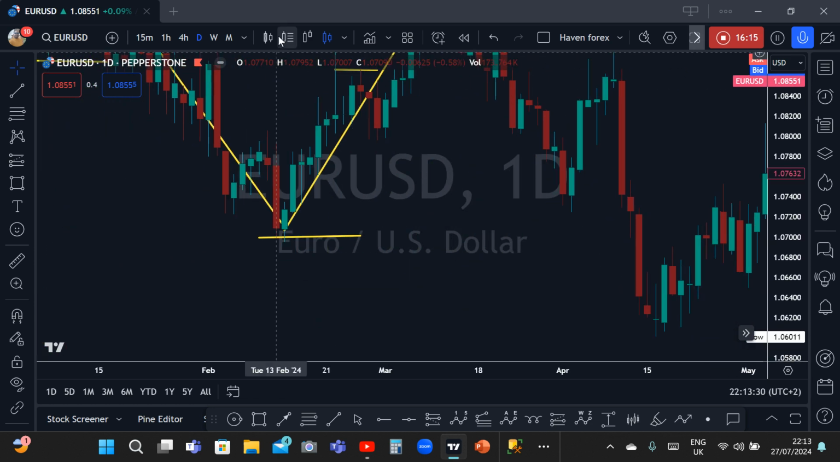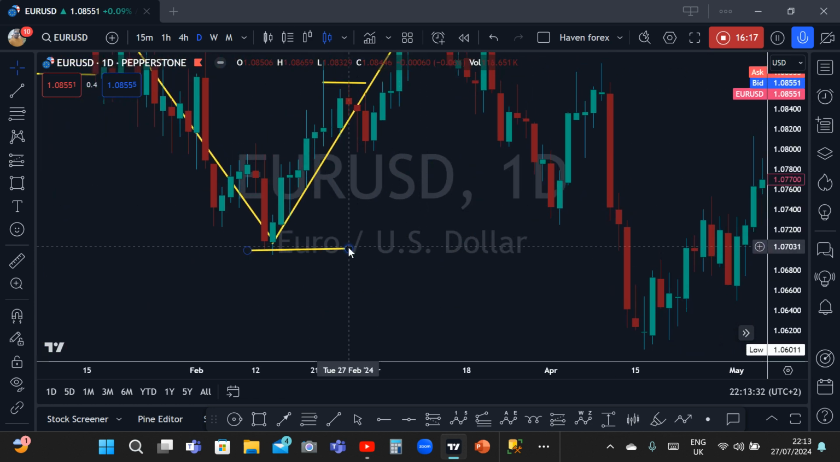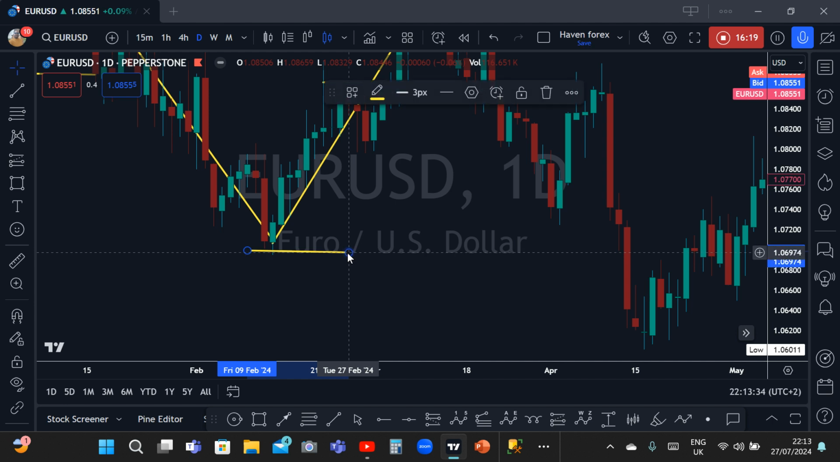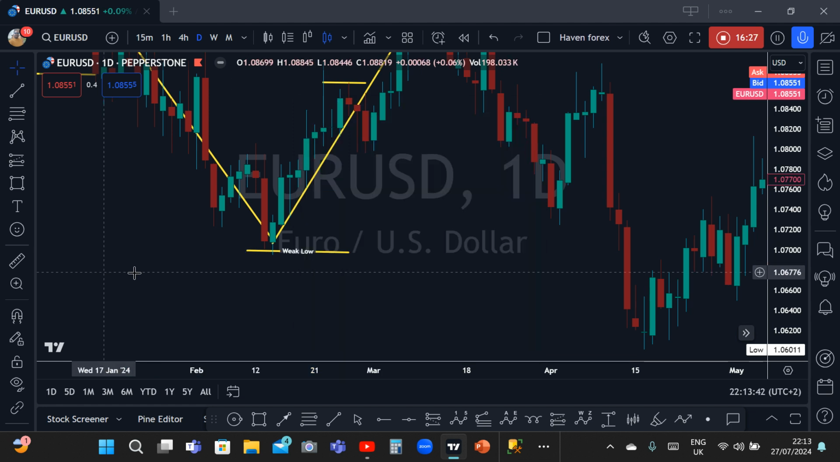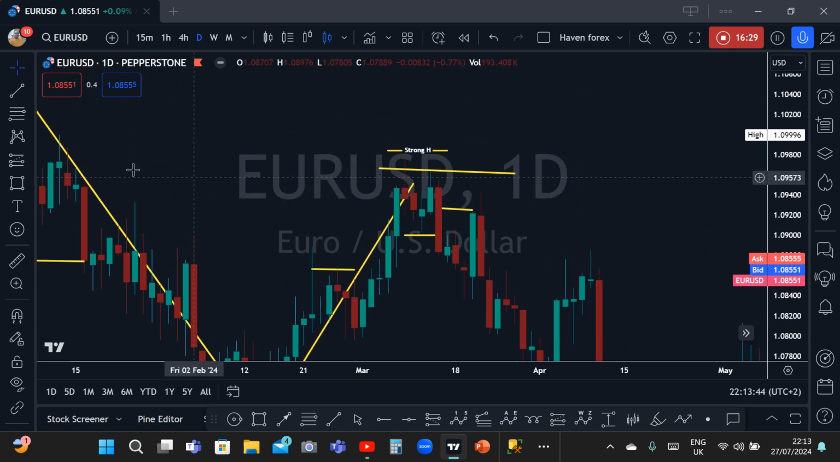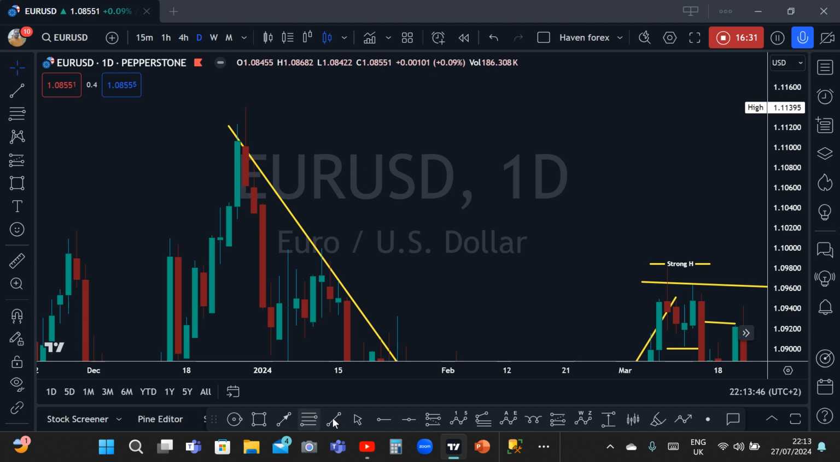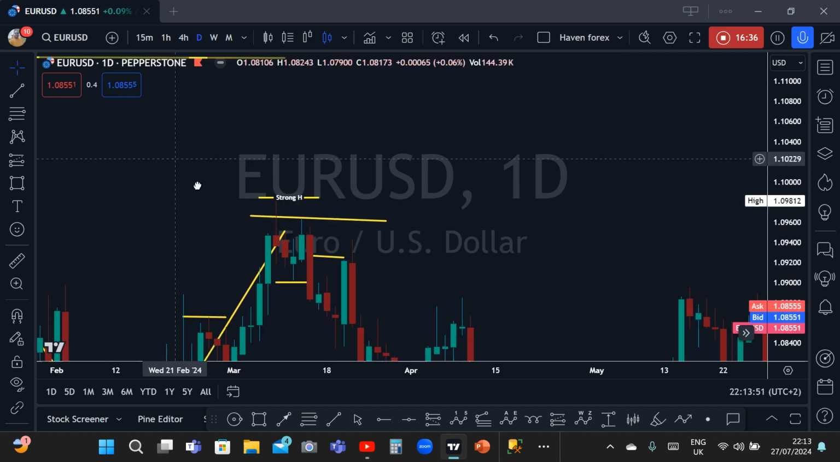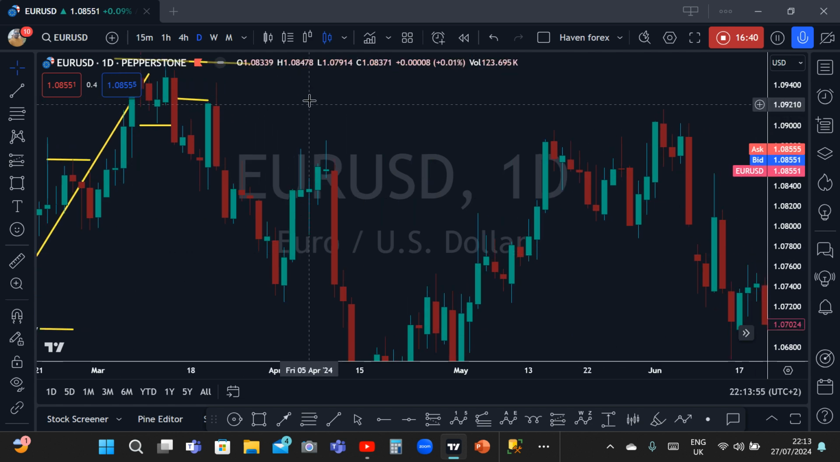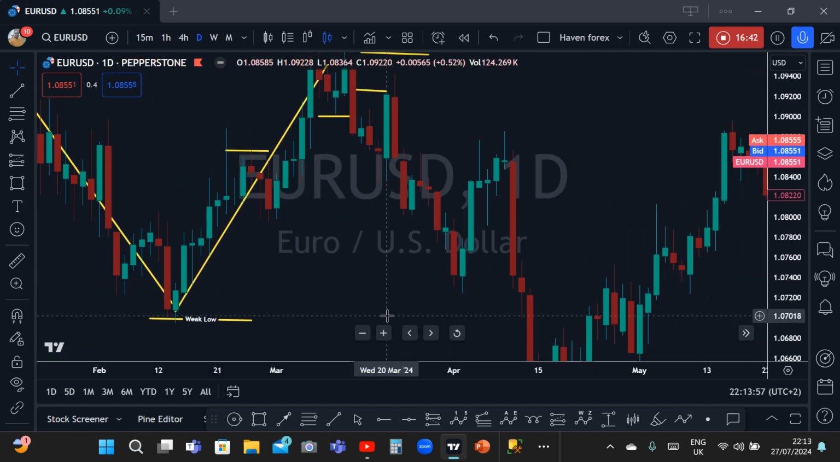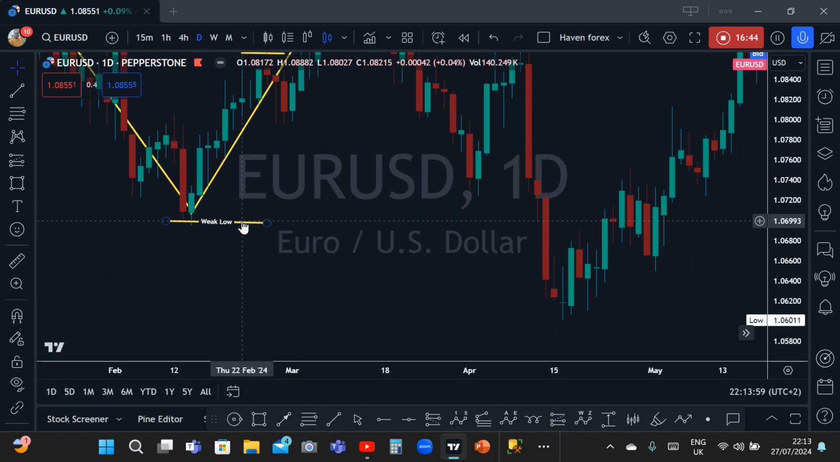You know why? Because this is a weak low. A weak low, because this low failed to break this structure, this high. It failed to take out this high. That means it's a weak low. Now, no matter what price does, the aim is to come and take this low.